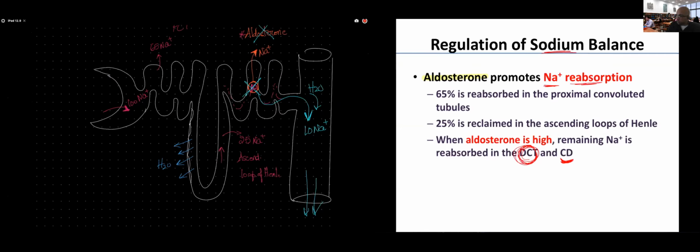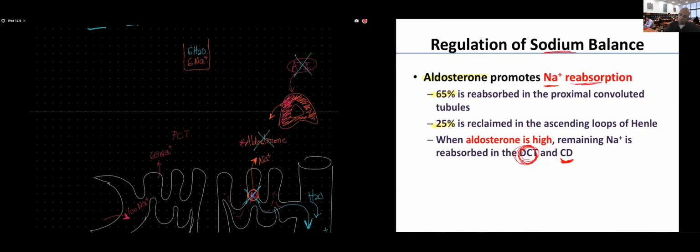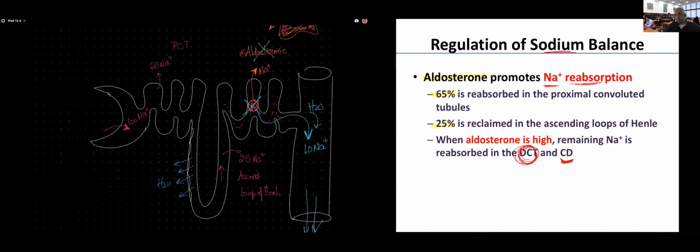So what is the mandatory sodium reabsorption? It's 90%. Aldosterone only controls what percent of the sodium? Only 10%. And aldosterone is going to be only present if I do have low blood pressure, because what is going to be triggering its release is the angiotensin 2 that gets formed in case of low blood pressure. Does this make sense? Questions?